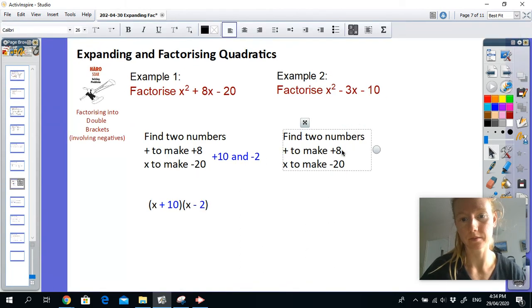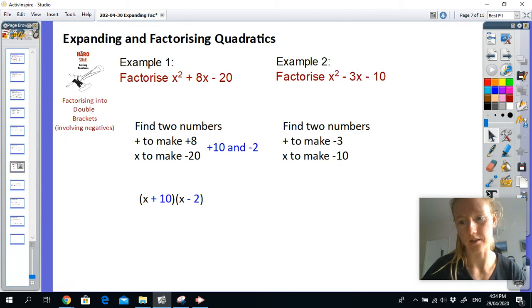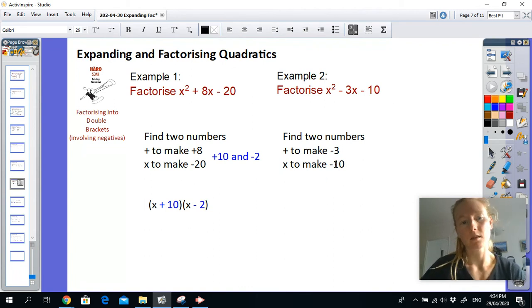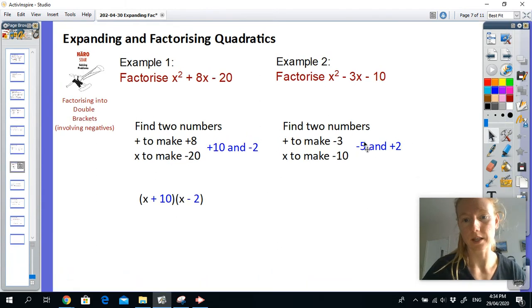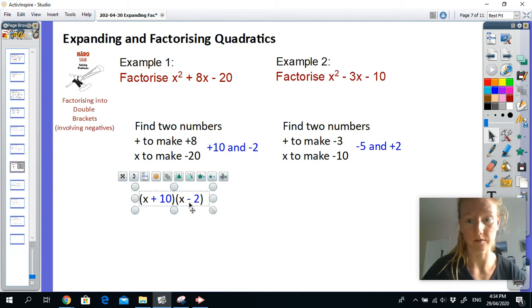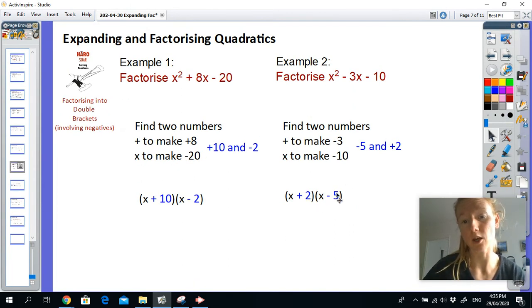This time, they want to add to make negative 3, that number in front of x, and multiply to make negative 10. Okay. So this time again, our multiplication is negative. So we know we're going to have one of each sign here. And this time it's going to be negative 5 and positive 2. Negative 5 plus 2 gets us a little bit higher to negative 3. Multiply them and we get negative 10. And again, just using those two in our brackets. Doesn't matter which way around they go as long as the sign is in front of the right one.